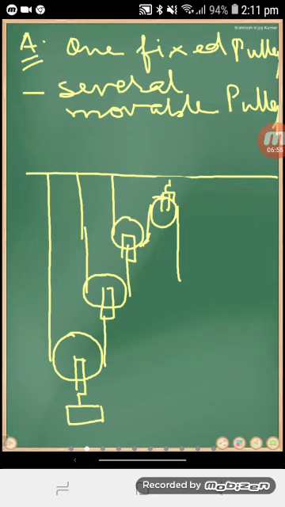Alright. So this is pulley A, pulley B, pulley C, and pulley D. Out of which A, B, C are your movable pulleys and D is your fixed pulley.